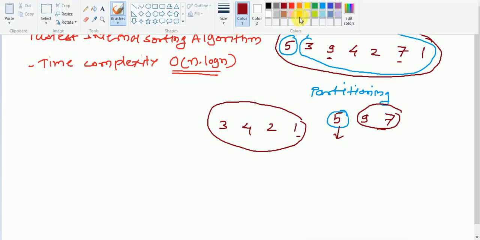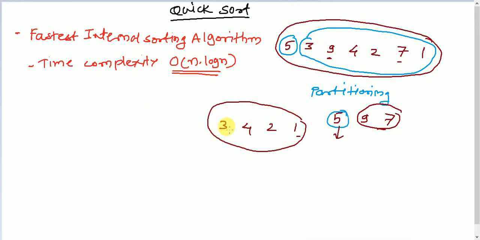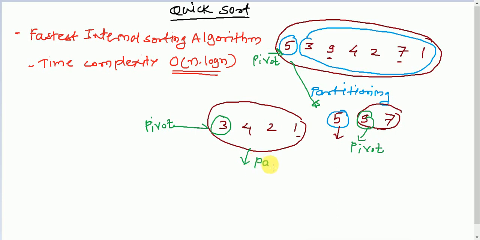Here we will select elements in the left side array. We'll treat it as a separate array and select 3 as a pivot element. Initially there was 5 as a pivot element, and 5 joined here. Now in the right array we will select 9 as a pivot element separately, and then we'll apply partition over this particular array.